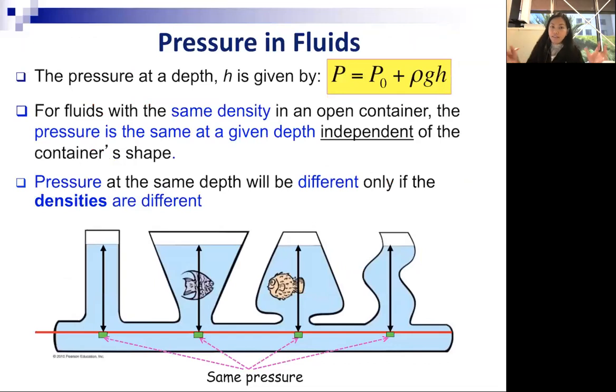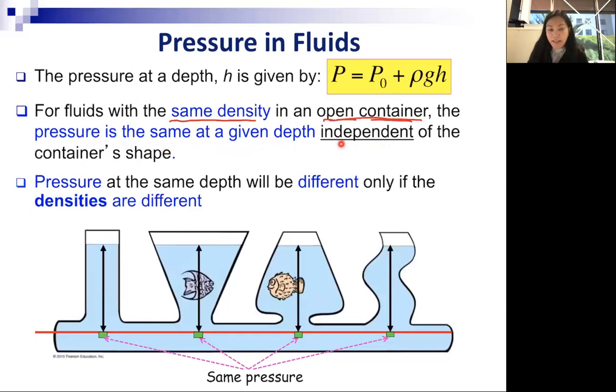Okay, so we've seen the numerical example showing us how the total pressure depends on depth. Conceptually, the total pressure just depends on the depth because the atmospheric pressure P0 is constant. So if the density is the same, for an open container, the atmospheric pressure would be the same. It's P0, 101.3 kilopascals. The pressure will then be the same at any given depth.